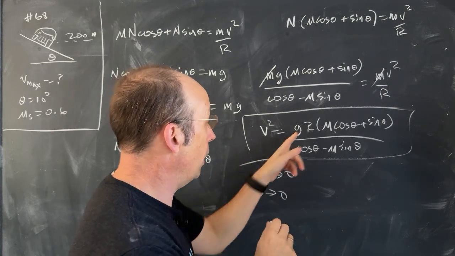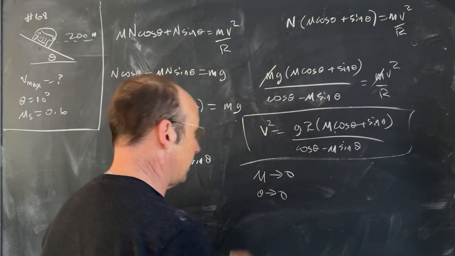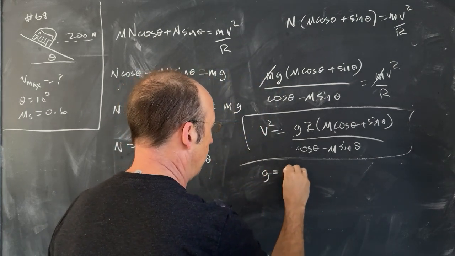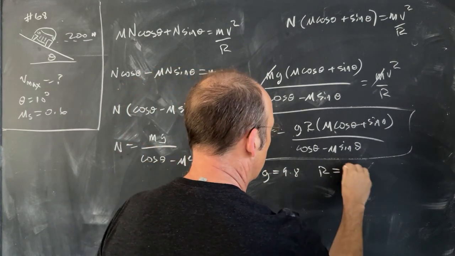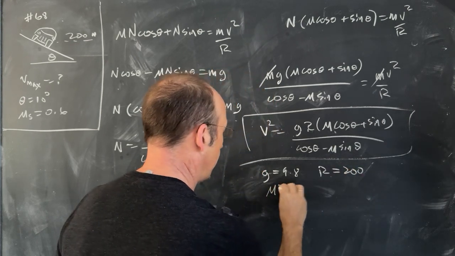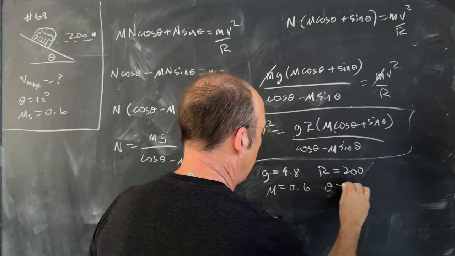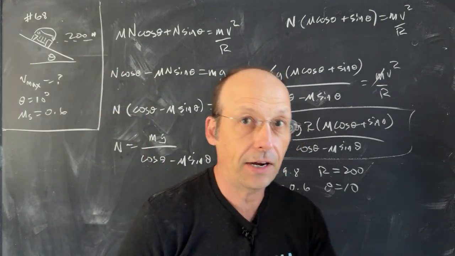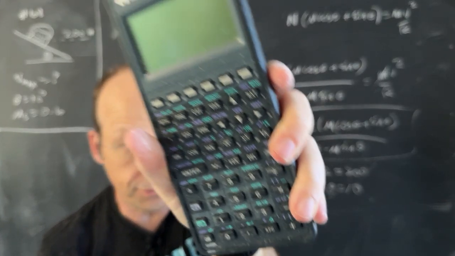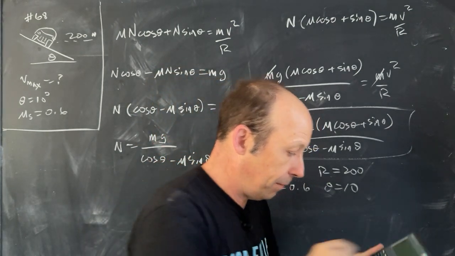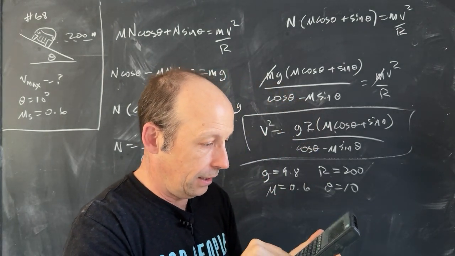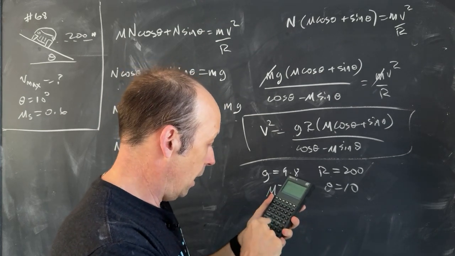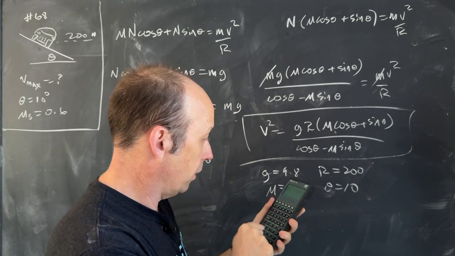Let's go ahead and plug in our numbers, just because I know you guys want the numbers. So g is 9.8, r is 200, mu is 0.6, and theta is 10. I'm going to put all this in my calculator and see if I can not make a mistake. I'm going to use this Hewlett-Packard calculator, and I'm taking off my glasses this time so I can see better. OK, 9.8, enter, 200, times.